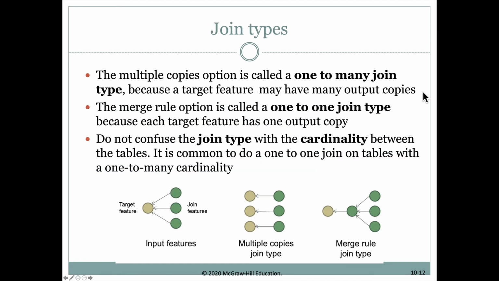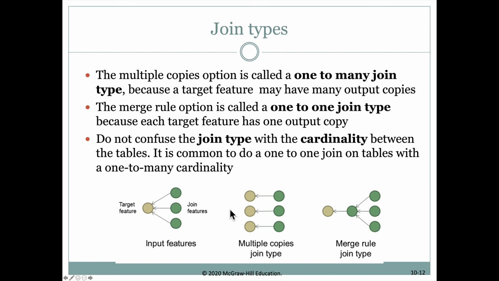So the multiple copies is a one-to-many type. But when we use the merge rule, then it becomes a one-to-one join type. So we basically combine all this into one feature and now we have one. We're kind of faking a one-to-one here by breaking the target feature into multiple features, and then we can map each of these things from the join table and the join feature class into the target feature class here.